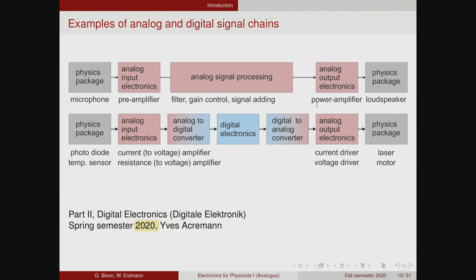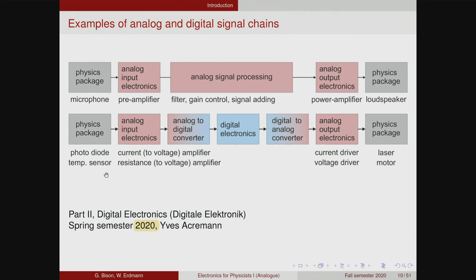And in modern times, we often see that the filtering, gain control, and the signal adding, for example, the signal processing, are done in digital electronics, which is probably the case for this system since I can control it with a touch screen. And so the physics package and the analog input remain the same, and then you have to have an analog to digital converter. Then you do whatever you want to do with the signal in digital, convert it back to an analog signal, and then it goes through the output electronics. And well, that's the more modern way to do it.